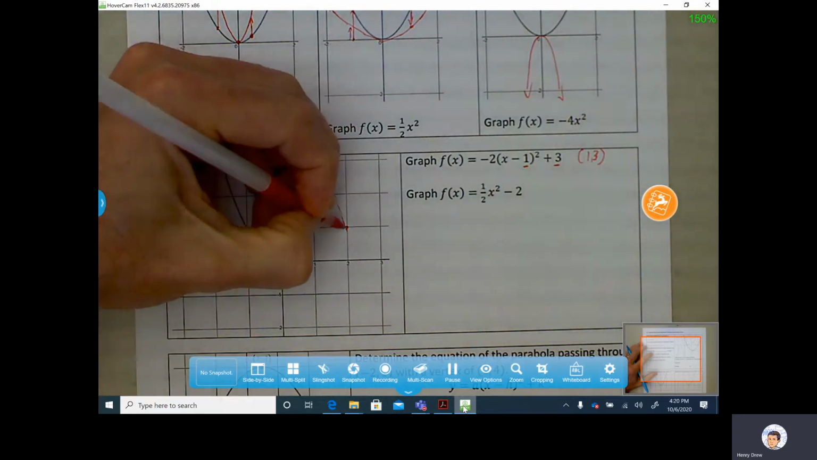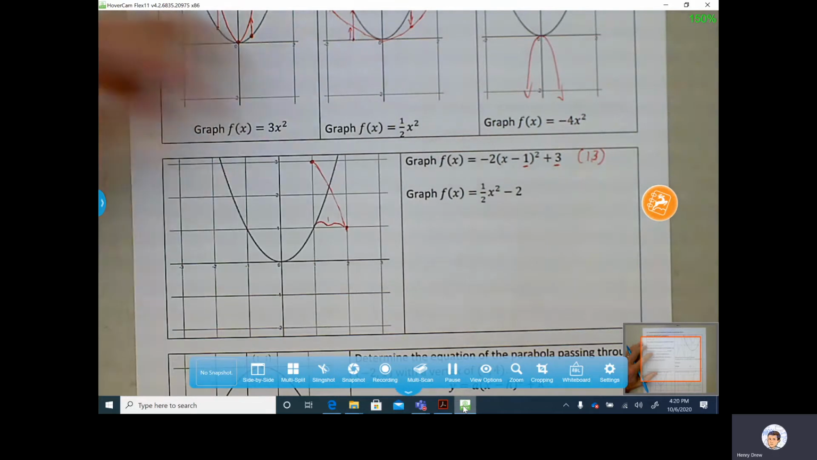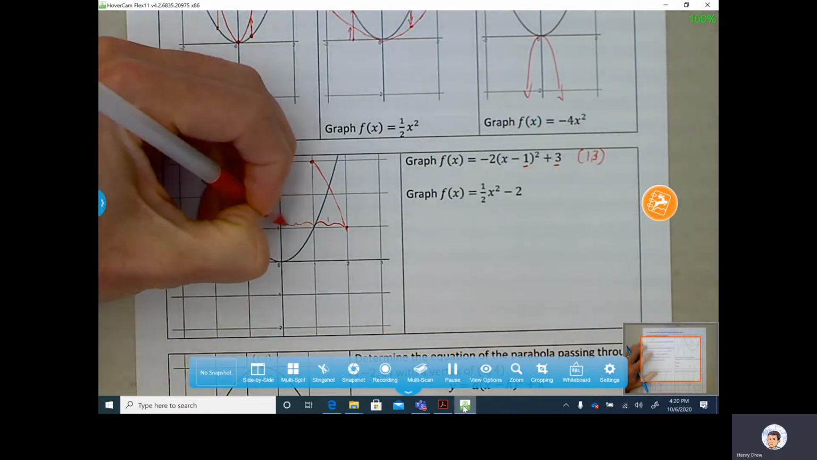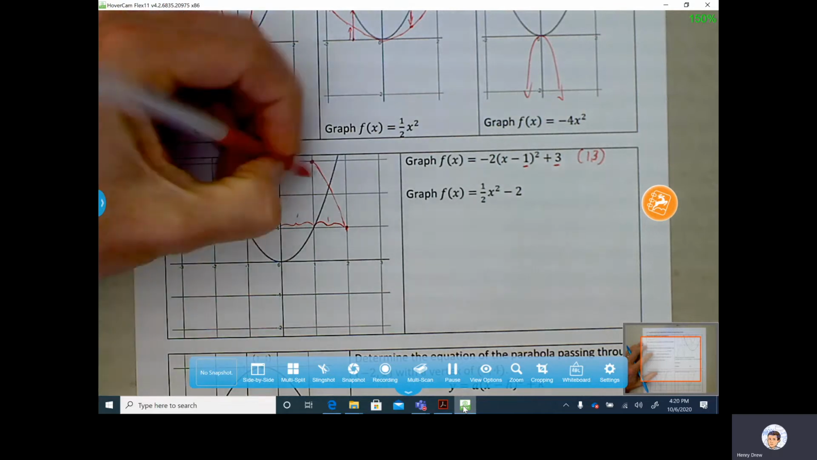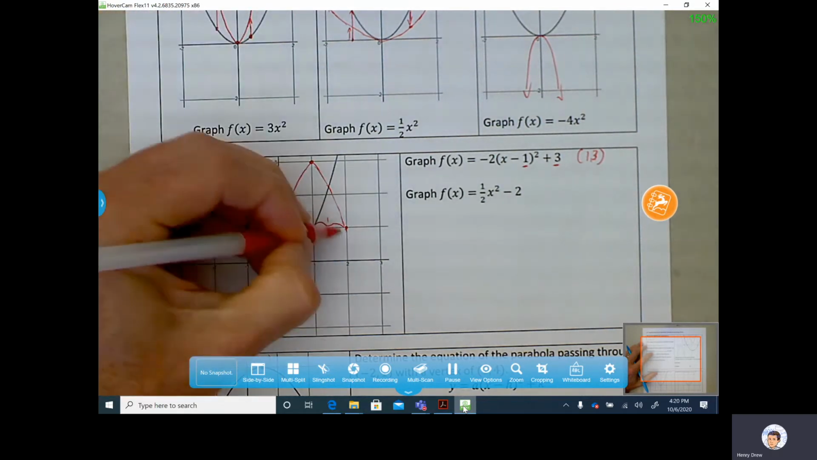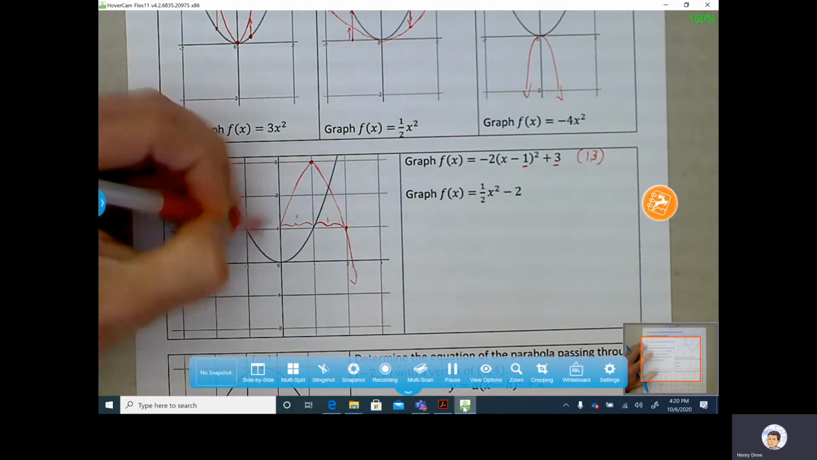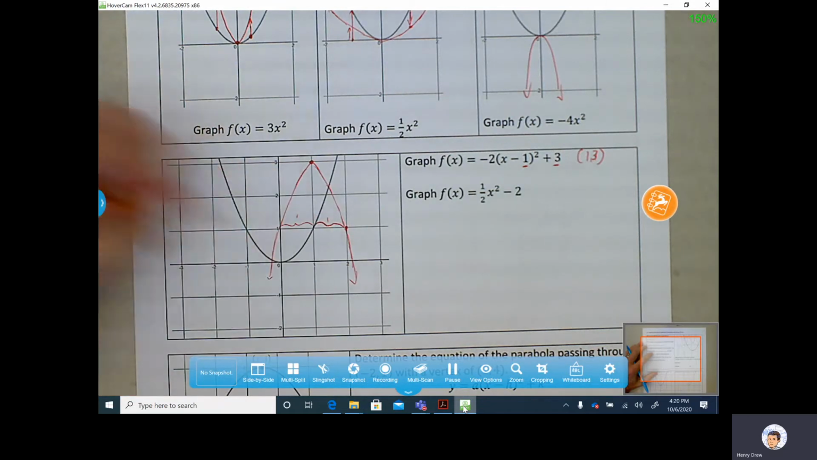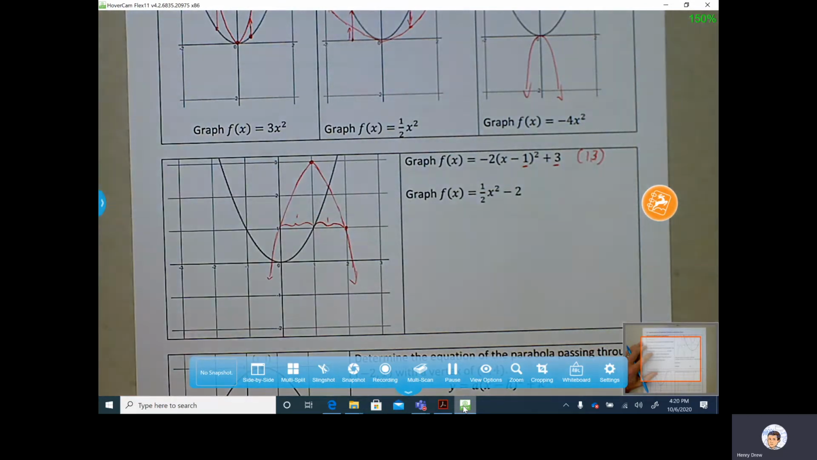The symmetry tells me that if I've come 1 unit off of the axis of symmetry, then I should come 1 unit over here, and I can get a sense of how that's going to graph. I'm going to continue to come down forever, but that's a good sense of how that's going to graph.